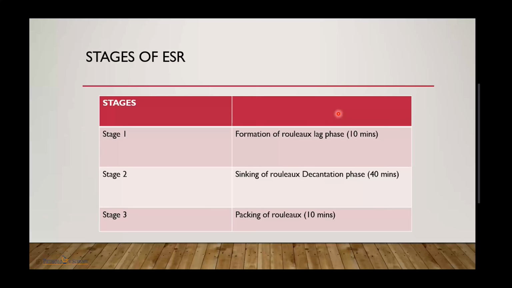There are 3 stages of ESR. Stage 1 is the formation of rouleaux, that is the lag phase, where the RBCs aggregate, and it takes about 10 minutes. Then there's sinking of the rouleaux formation, which is known as the decantation phase, which takes about 40 minutes. And last but not the least is the packing of the rouleaux formation, that is 10 minutes.